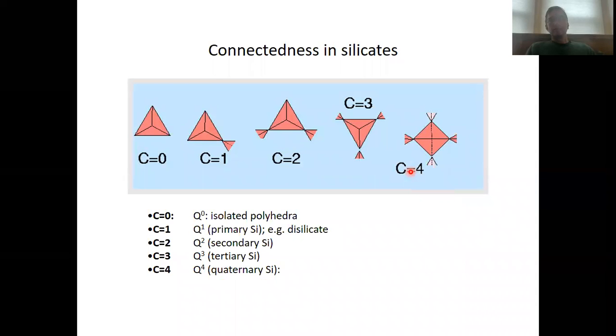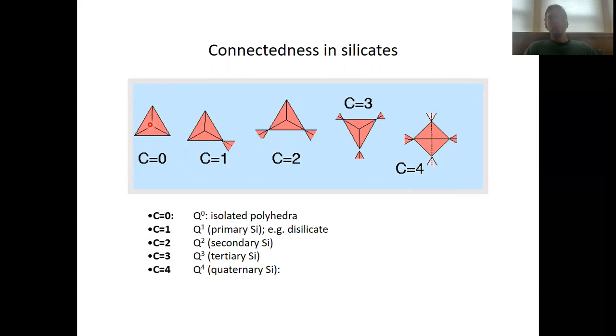So next, let us look at the connectedness in silicates. Connectedness means by how many other tetrahedra a specific tetrahedron we look at is connected. The connectedness is expressed by the capital letter C. When the connectedness is 0, then we have isolated SiO4 tetrahedra. We have SiO4 4- anions.